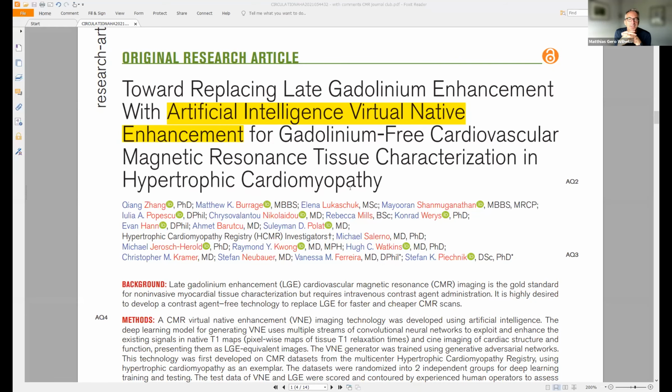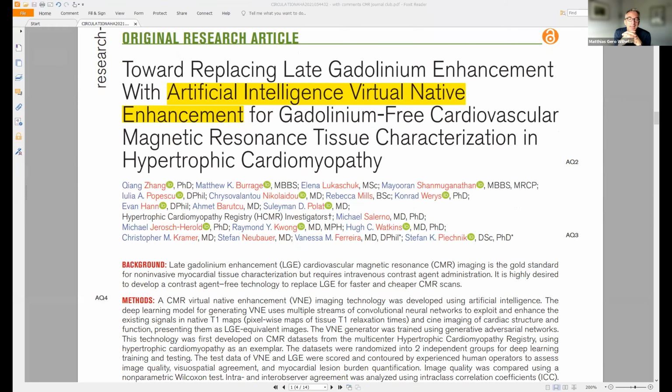So again, welcome everybody. And Zhang, it will be now you going first, presenting the paper "Towards replacing late gadolinium enhancement with artificial intelligence virtual native enhancement for gadolinium-free CMR tissue characterization in hypertrophic cardiomyopathy." The Oxford team has done fantastic work on mapping, so I'm really looking forward to your presentation, and just take it from here. Yeah, so thanks, Matthias, for the introduction, for the invitation.